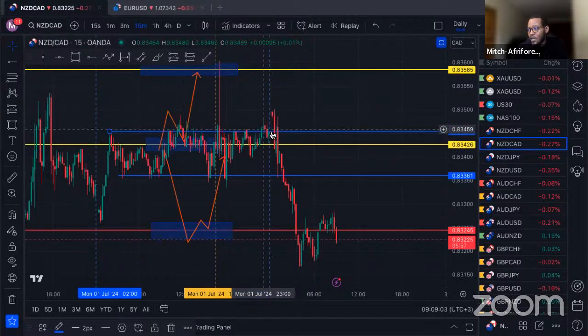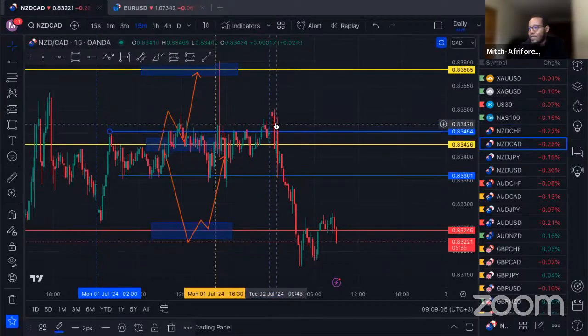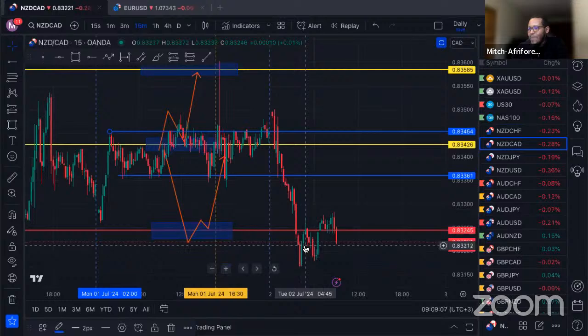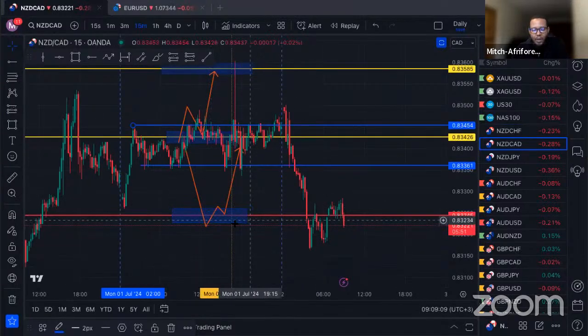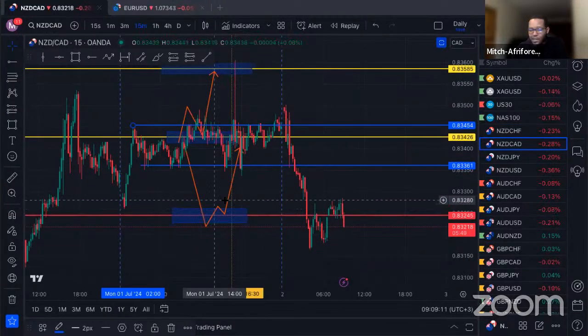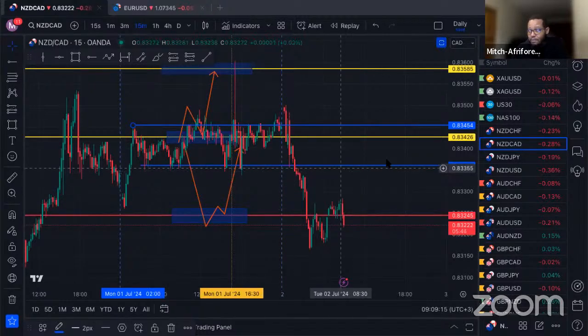But it seems during the Asian session, the New Zealand dollar weakness that came in, you can see the way the price has managed to come down, even breaking our red support and resistance area to the downside. So unfortunately for us, there's a pair that's going to be off our watch list for today.